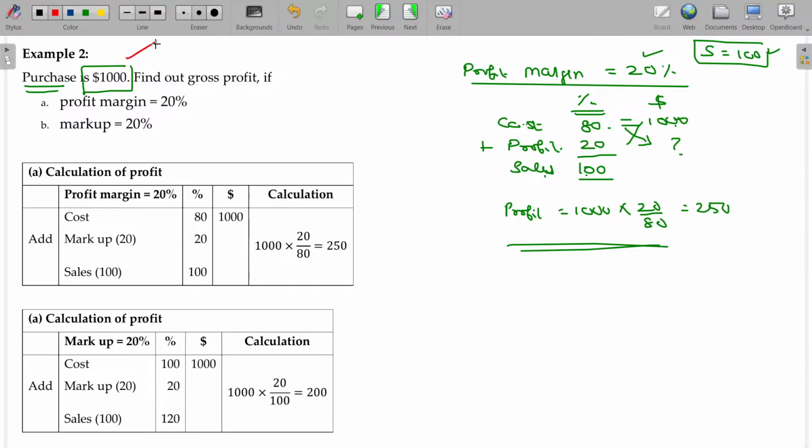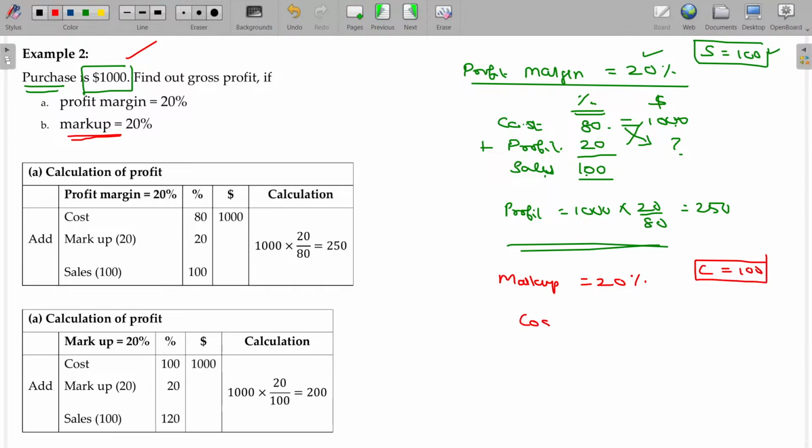Let me go for the next one. Purchases $1,000, find out the gross profit. Now, markup is given. Markup is equal to 20%. In this case, cost is assumed to be 100.